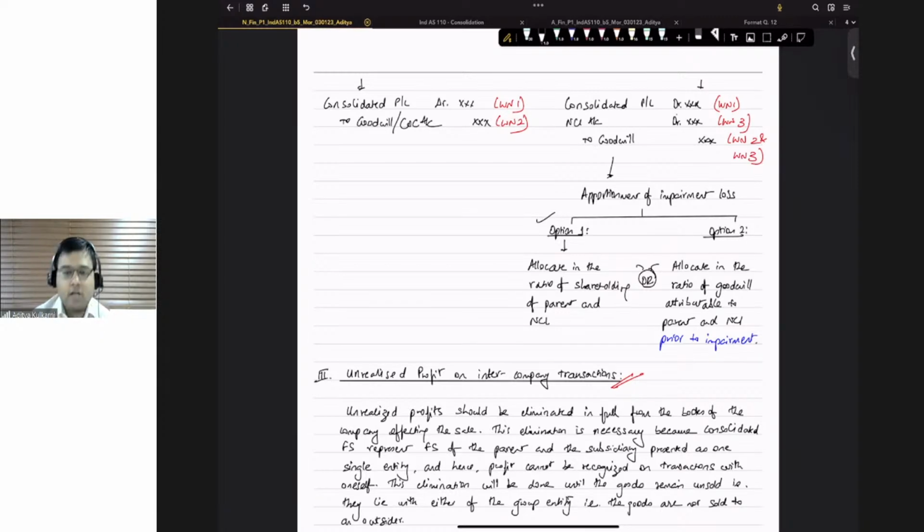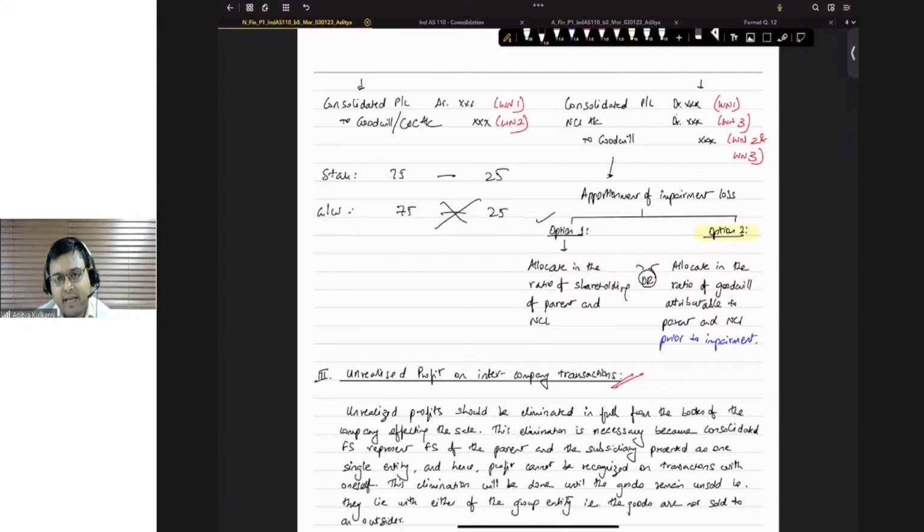But if you were to ask my personal opinion, I would stick with option 2. I'll give you the reasoning for that. I'll stick with option 2 because suppose the stake is 75-25. My goodwill apportionment will not be in the ratio of 75-25. नहीं होगा ये. My goodwill that is attributable to the parent and goodwill attributable to NCI will never be in the ratio of 75-25. Why is that going to be the case?